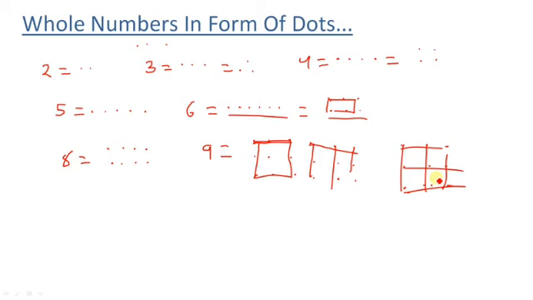Okay. So suppose we have 6. 6 can be represented as line, right? 6 can be represented as rectangles. Okay. Similarly, you have to fill the boxes. Okay, that will be really helpful for you.